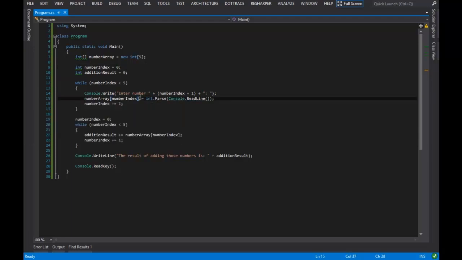Finally, the only other bit of syntax people need to understand about arrays is how we pull a value out of an array. We pull it out of an array by using the index operator, which are these square brackets. Again, square brackets are a very common theme with arrays. So we have square brackets with a number index, and that just allows us to retrieve an individual value out of that array.